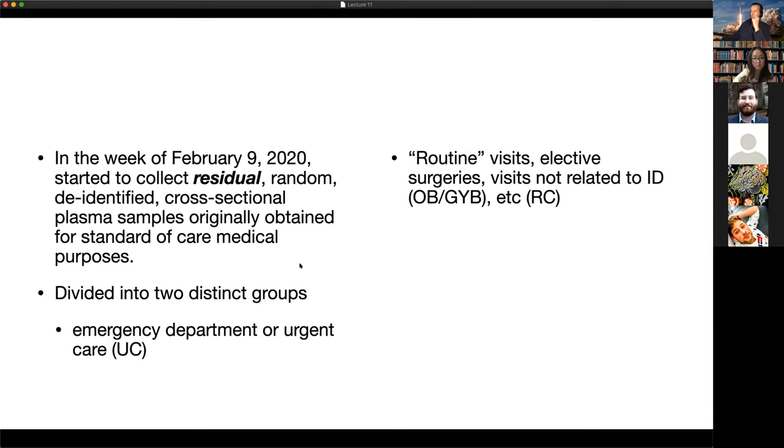But this is basically using a subset of people who came into the hospital to screen them. And they divided all the subjects into two distinct groups. So you had emergency department or urgent care or routine visits. And that was a long list. If you had elective surgeries, visits not related to infectious disease, so OBGYN, cardiology, or so on.